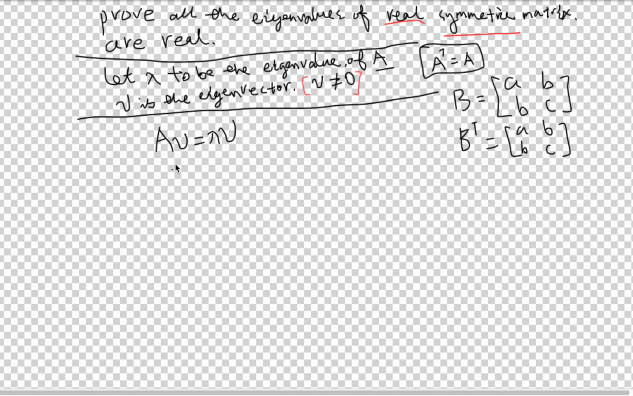So how can we use this definition and all the information here to show that lambda is a real number, and cannot be a complex number? Because right now, as lambda is the eigenvalue, lambda can be a complex number, can be a real number, can be anything, right? So we assume lambda is real or complex or whatever. That's why we need to show that lambda is a real number.